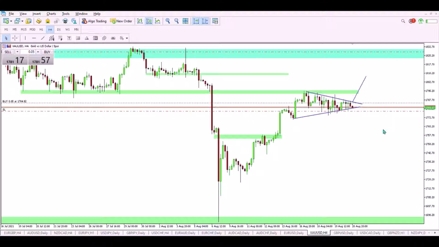That's pretty beautiful. But what if we break out bullish like most triangles do when they come after a bullish move?